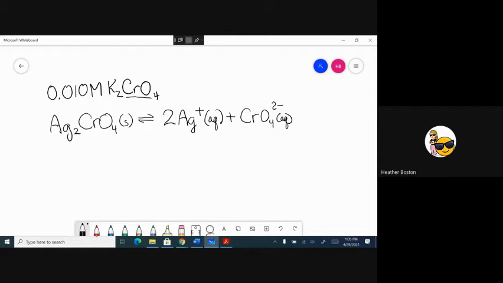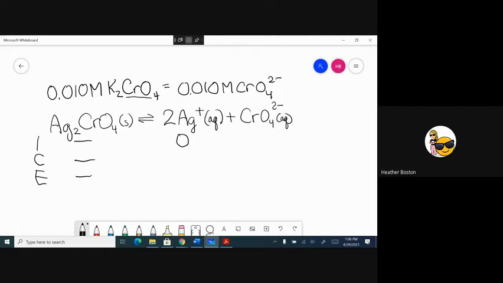So when we do our ice chart, we still don't care about the solid. Solids' concentrations are considered constant, so they do not take part in equilibriums. We started off with no silver, but let's look at this. We've got to be careful. There's one chromate. So the concentration of chromate ions is 0.010 molar also.